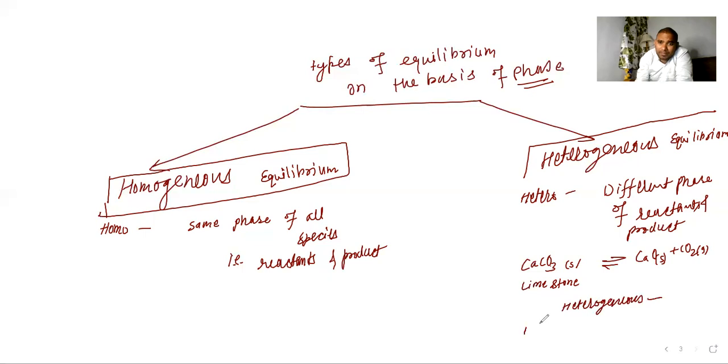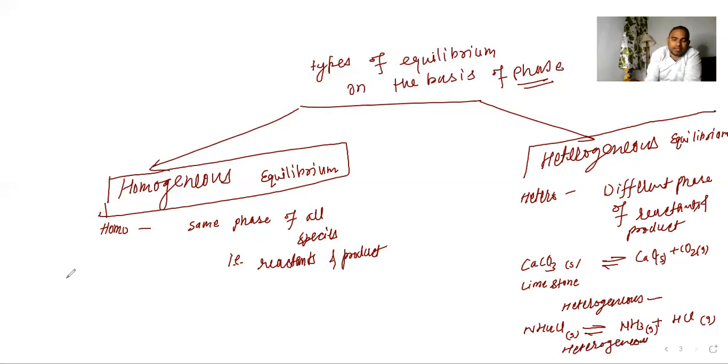Similarly, if I have NH4Cl and I am heating it, it is going to give NH3 plus HCl. These are gases, but NH4Cl is a solid salt. So here one is solid and two are gas. Again, it is going to be heterogeneous.